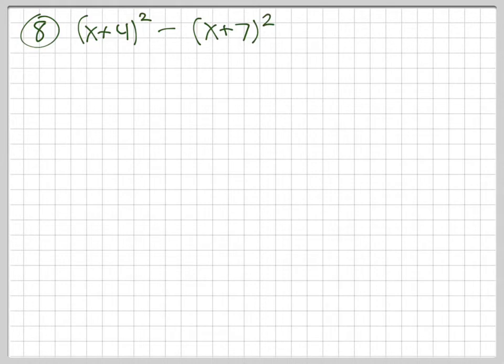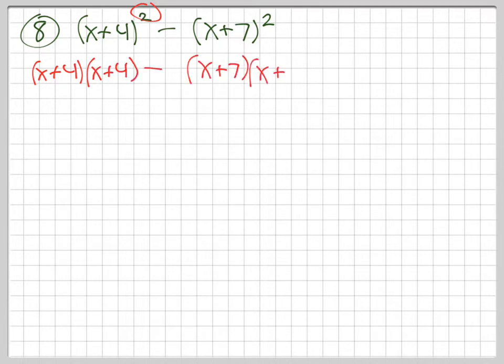All right. So what should we do on this one? We've got to realize we got to FOIL out that first part and FOIL out that second part. What do I mean by FOIL? I mean the 2 means 2 of them, huh? So it means x plus 4, x plus 4. And this other one means x plus 7, x plus 7.